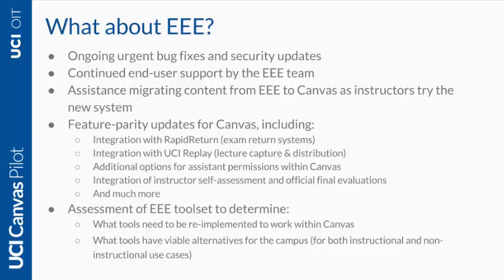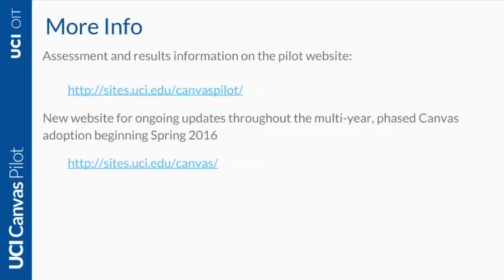Over time, we will work with the campus to extract unique tools from EEE and rebuild them to stand alone and integrate with Canvas, or to retire those tools that are no longer needed because Canvas or other campus services offer superior options. Throughout the pilot, we have posted detailed assessment data, campus feature requests, known issues, and updates on the progress of the pilot project on a dedicated website.